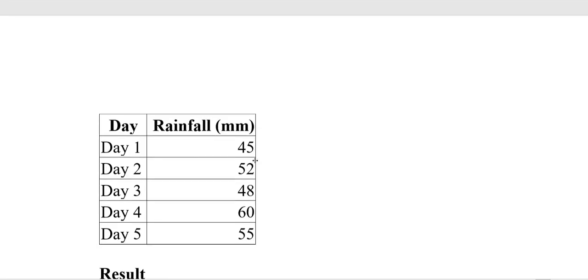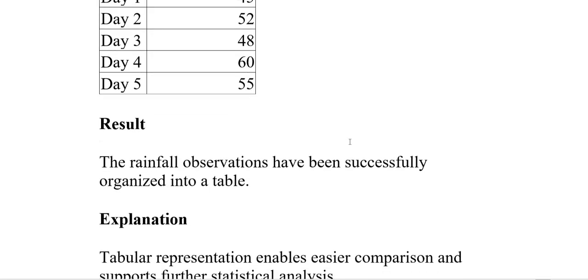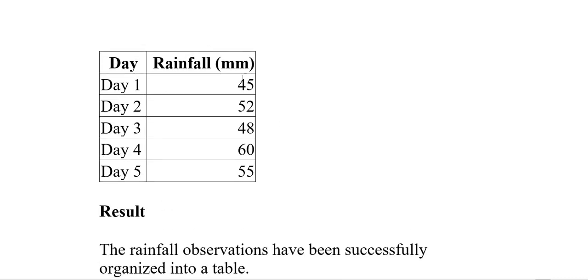So how will we make this table? We will make this table like this: day 1 45 millimeter, day 2 52 millimeter, day 3 48, and so on and so on, right? The rainfall observations have been successfully organized into a table. हमने टेबल में रेनफॉल को सक्सेसफुली ऑर्गेनाइज्ड कर दिए.